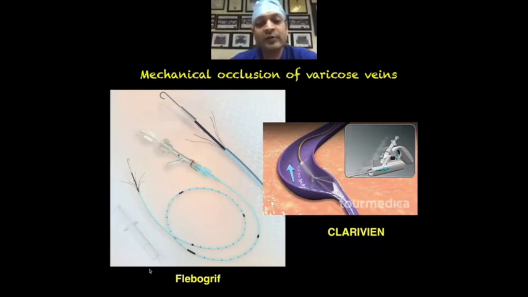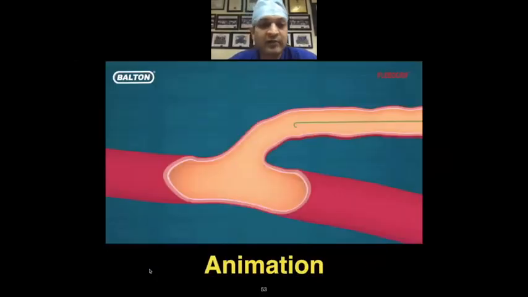Yeah. Flebogrif is a mechanical device by which you scrape the vein and you can inject a foam sclerotherapy. We have done Flebogrif in more than 250 patients with 3 years follow-up now, and ClariVein we have done only 4 cases, so we don't have huge experience with it.